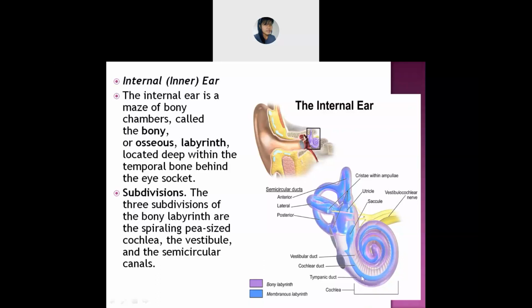And here, what will you find? I mean, the subdivisions in the internal ear or else the inner ear. First is the cochlea. Next is the vestibule, which is this. All right. And the next is the semicircular canals, which is this. All these canals. So this is a semicircular canal. So these are the three subdivisions. Is it clear? Yes, ma'am. Okay.